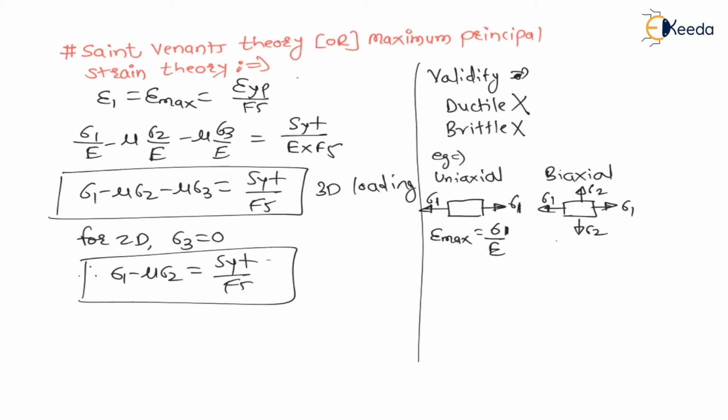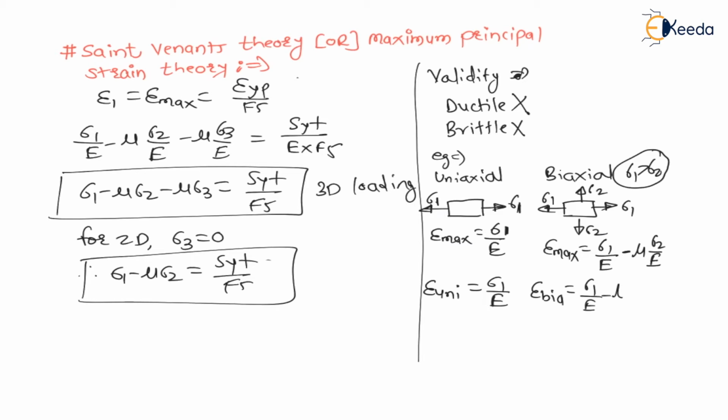Now, for biaxial loading, what will be the Emax? For biaxial loading, if sigma 1 is considered more than sigma 2, then it will become sigma 1 by E minus mu sigma 2 by E. So for uniaxial loading it is sigma 1 by E, and for biaxial loading it is sigma 1 by E minus mu sigma 2 by E. From the calculation, you can say E of uniaxial loading is more than E of biaxial loading. This means in uniaxial loading there will be a larger maximum strain than in biaxial loading.